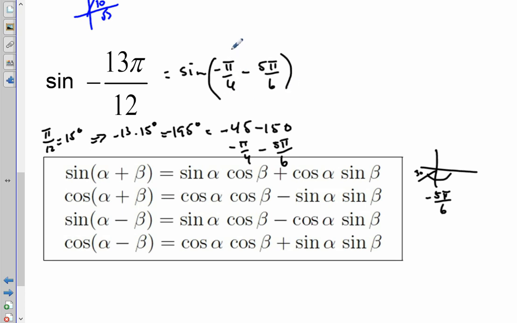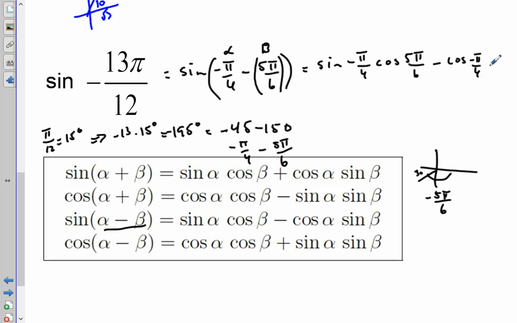This is going to be alpha. This is beta. Beta is going to be positive if you want to use the minus right there. So we take sine of that one. I'm just going to write this one out, and I'll let you figure out all the other angles after you have it. But we would have sine of negative pi over 4, cosine of 5 pi over 6, and then minus cosine of negative pi over 4, and then sine of 5 pi over 6.